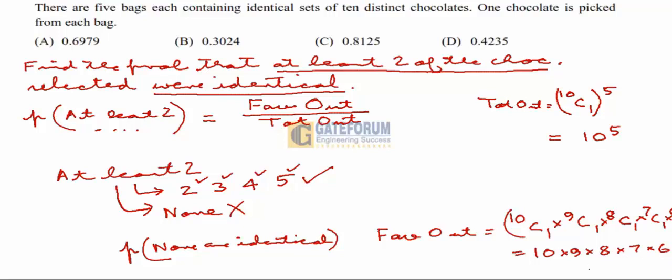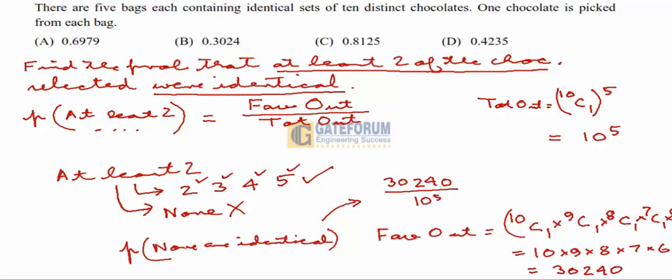42 into 8 would be 336. Yes, 336. 336 into 9 would be 3024. Yes, 3024. And 3024 into 10 would be 30240. So this is the total favorable outcome. So the probability of none are identical is 30240 divided by the total outcome, which is the same for everybody, 10 to the power 5.